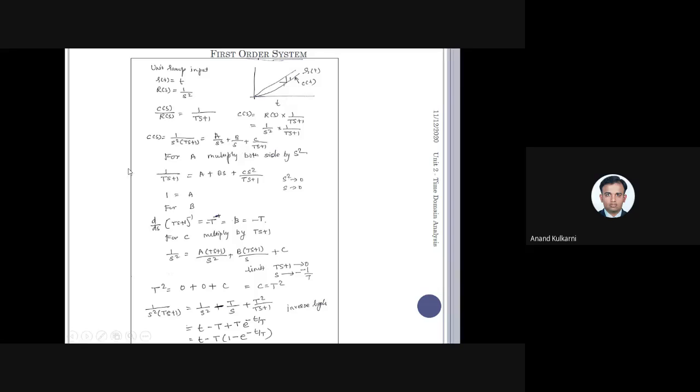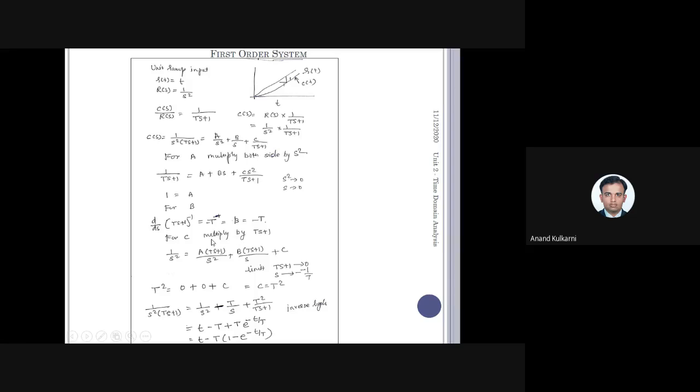That means multiply both sides of the equation by s square, then differentiate that, d by ds. So on the left hand side, if you multiply both sides by s square, only 1 upon (Ts plus 1) will remain. Differentiate that. 1 upon (Ts plus 1) can be written as (Ts plus 1) raised to minus 1. And now you differentiate this. So differentiation of (Ts plus 1) raised to minus 1 is minus T, with respect to s only. So this T will remain, and the minus sign will be there. So B will become equal to minus T.